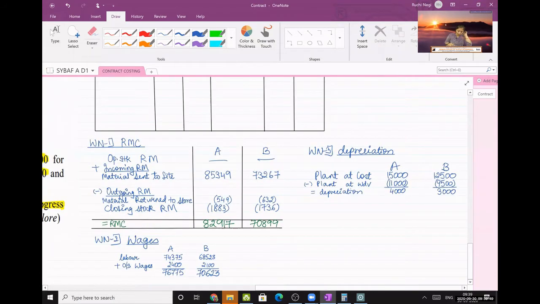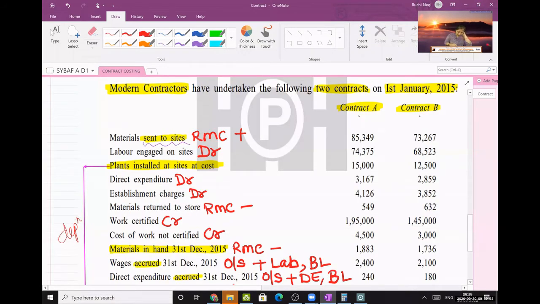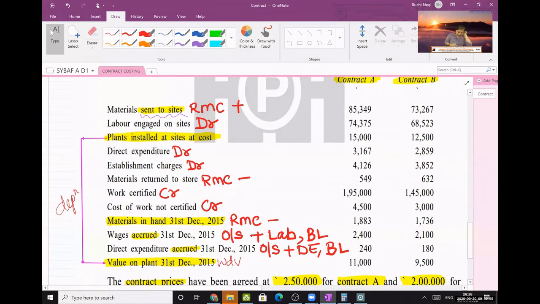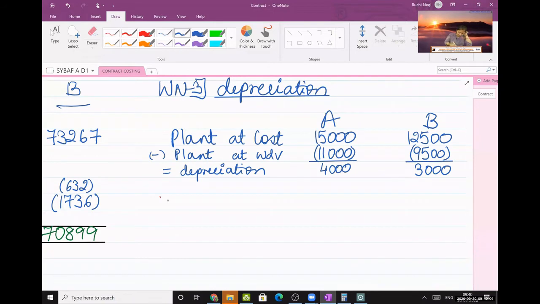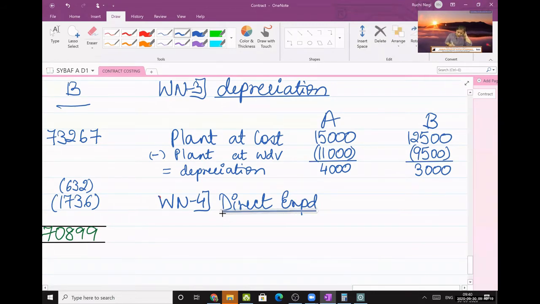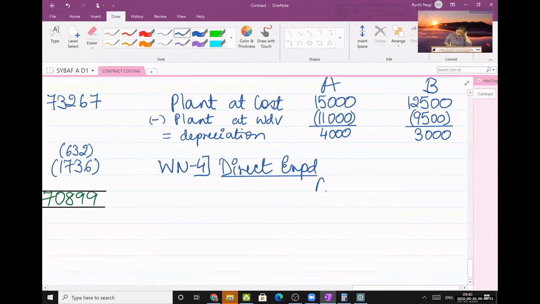The main important things they go away. Now direct expenditure 3167. This may be outstanding, right? Yes. Do a working note for this also. Working note number 4. Direct expenses. This working note is required because there may be adjustments, otherwise you could write it directly. So direct expense and outstanding variations.